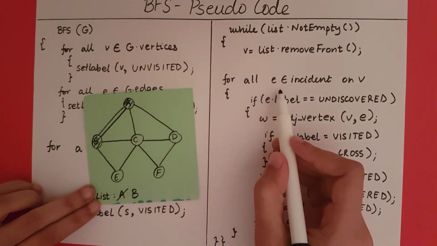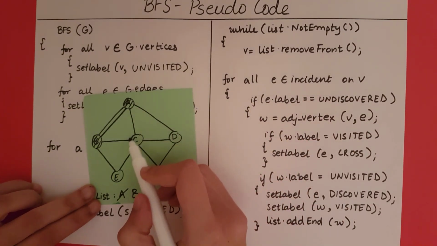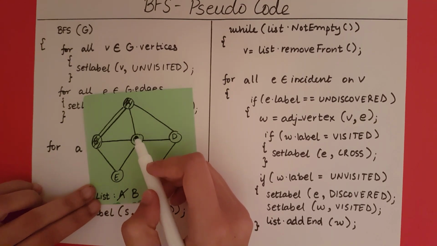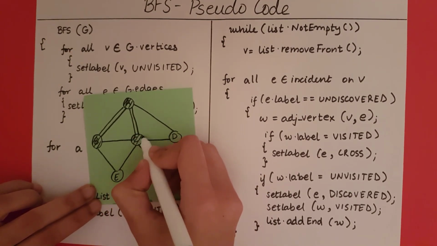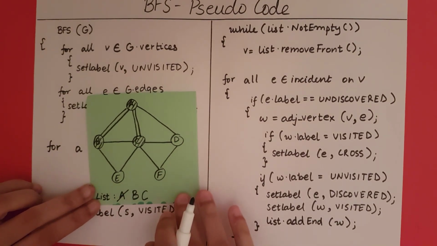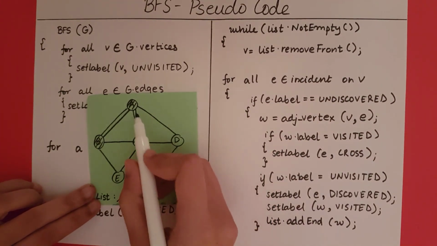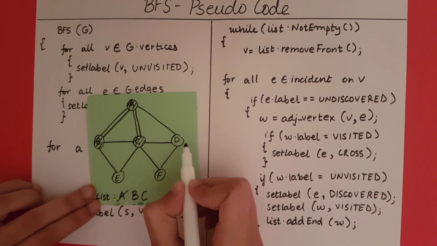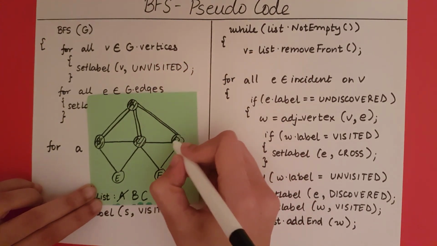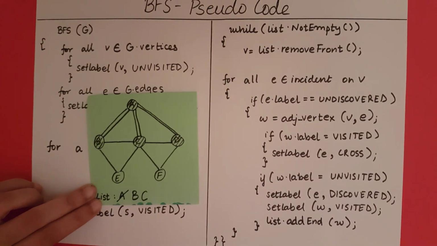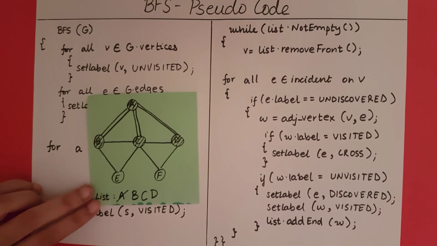Now we go to the next edge incident on A. We go to this edge. C is not visited and this is an undiscovered edge. So this is going to become a discovery edge. I am going to visit C and add C to the end of the list. I go to the next edge incident on A. This is an undiscovered edge and this is an unvisited vertex. So I'm going to make it a discovery edge and visit it. I'm going to add D to the end of the list.